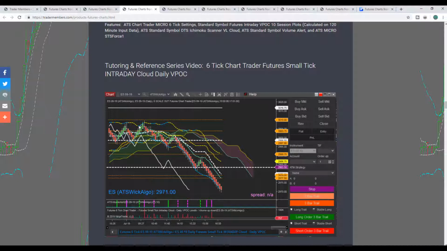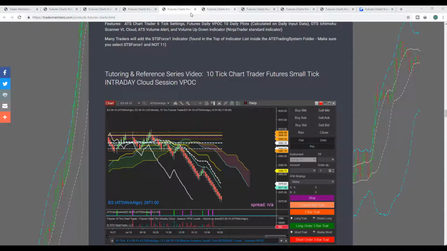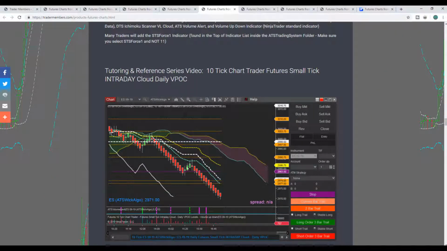So you can see here, as it ran up, we were looking at earlier, it was hitting this daily POC we talked about on a previous chart. And that's 3 days back, yesterday, and so forth. You also have 10-tick charts with the session POC and the daily POCs on them as well. The cloud will be different resistance levels, like looking at a 2-minute chart and a 10-minute chart.